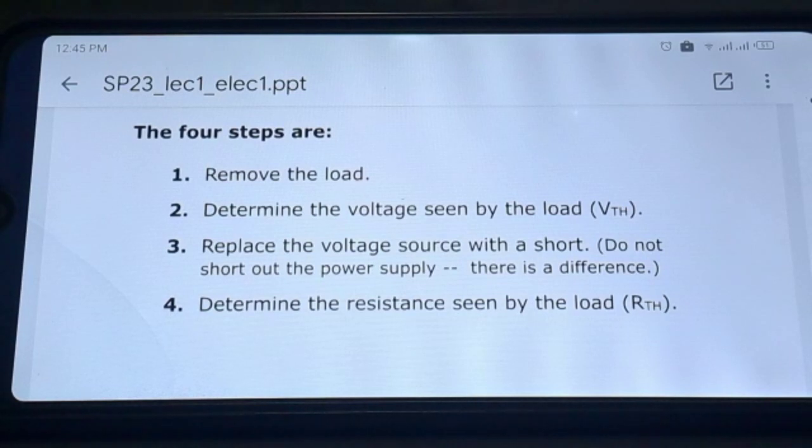VTH, which means V Thevenin. Third, we replace the voltage source with a short. Do not short out the power supply. There is a difference. And finally, we determine the resistance seen by the load. RTH means R Thevenin.